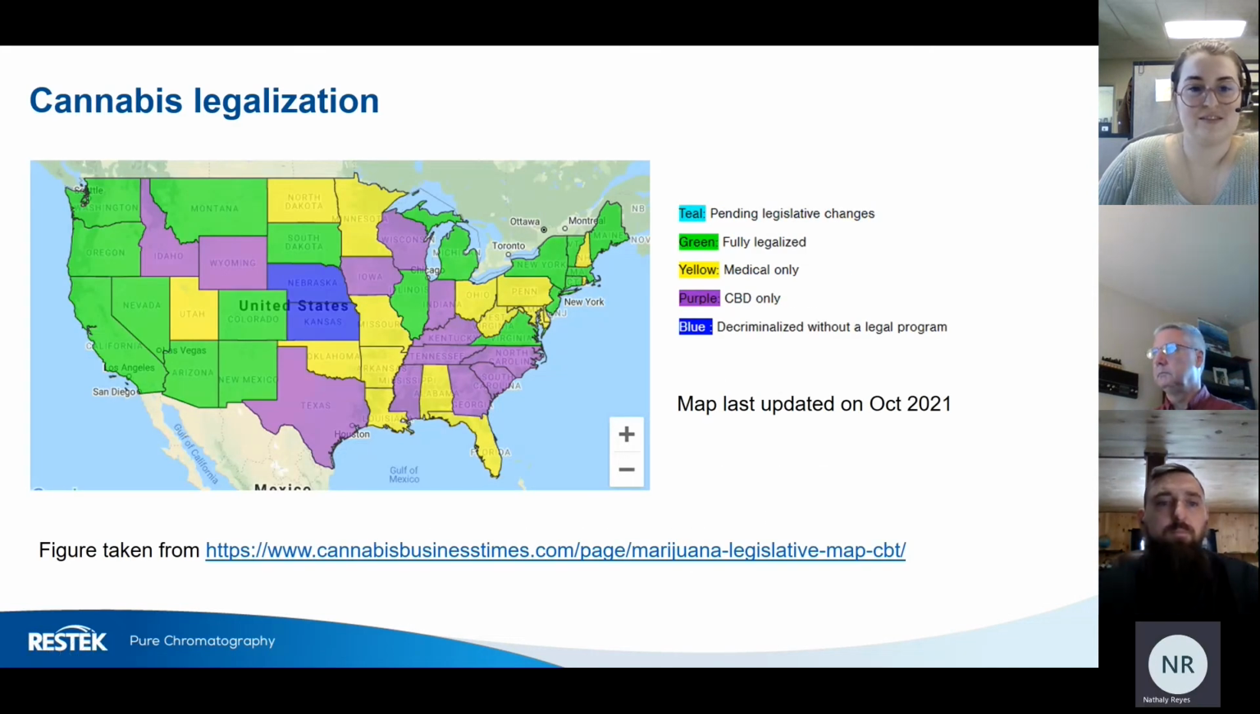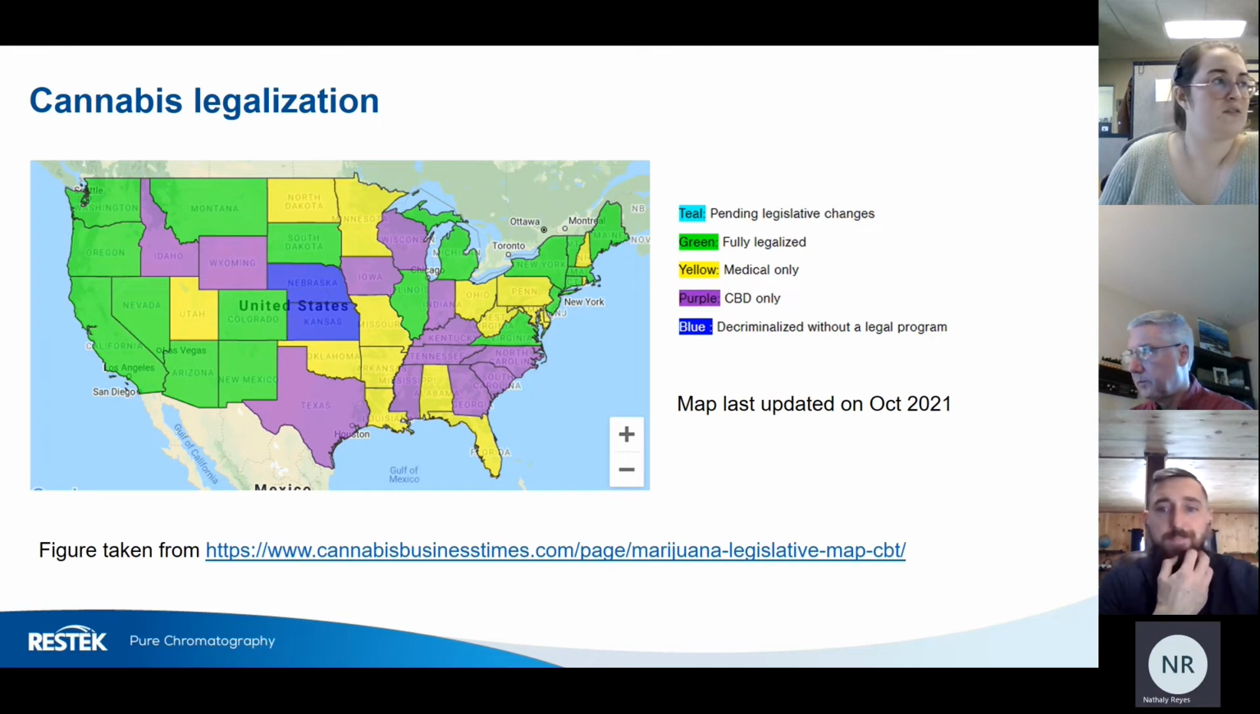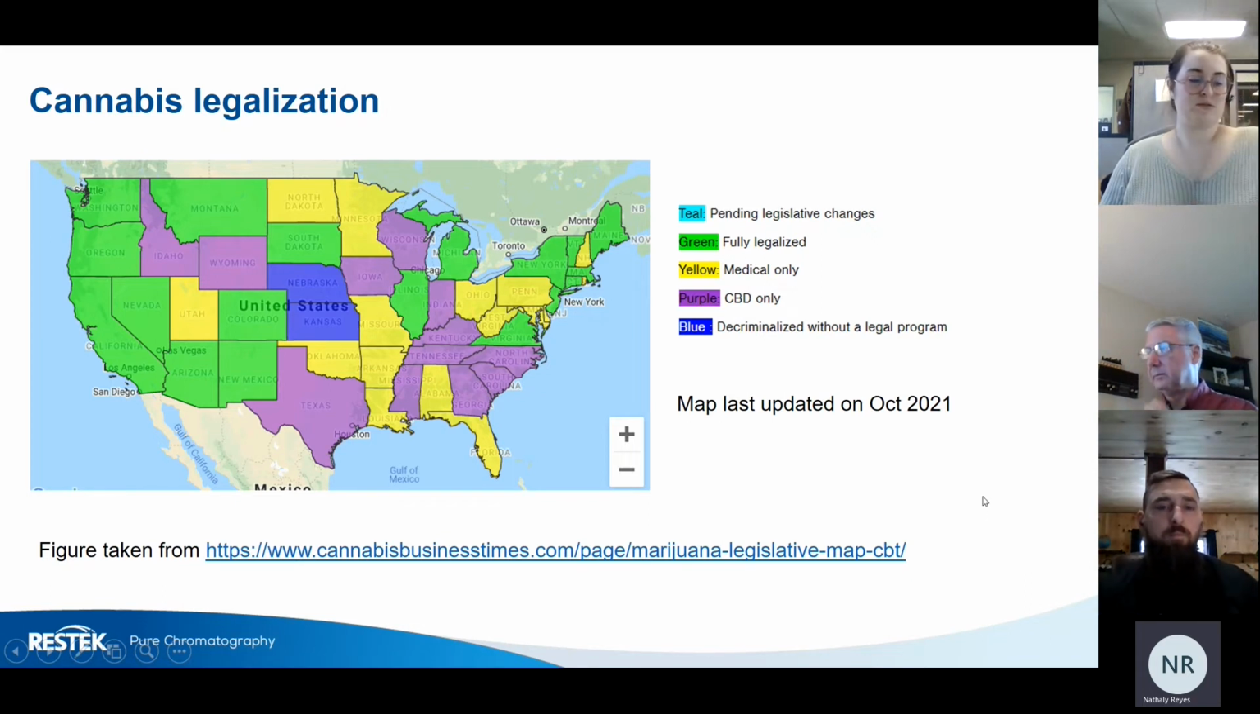First of all, the cannabis legalization landscape has been changing quite a lot over the last years, and this map has been very dynamic over the last couple of years. It is very important to make sure that we have reliable methods capable of complying with the requested compliance values. So today I'm going to be talking a lot about different sample preparation approaches suitable for different samples.